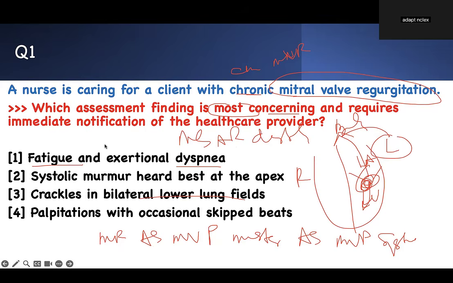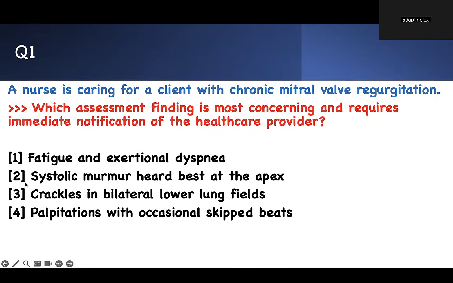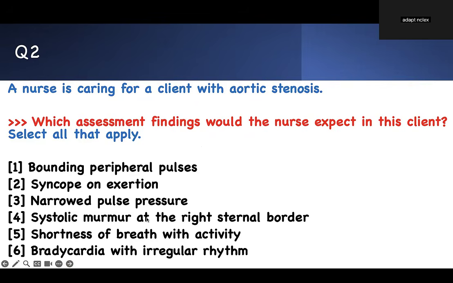So we will see a question similar like that, and then you'll see what I mean by that. That's the first question. So 3 is the right answer. Second, a nurse is caring for a client with aortic stenosis. Which assessment finding would the nurse suspect in the client? Same strategy. Don't worry. Let's get to it.